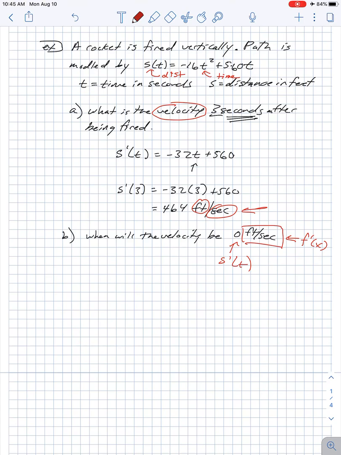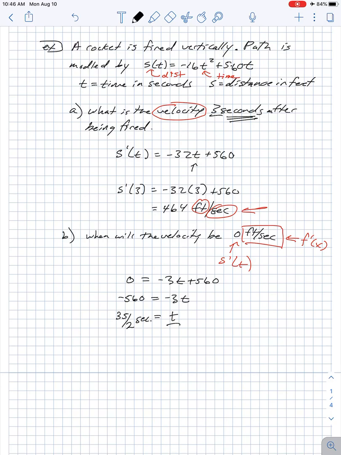What this means is, take your derivative function and plug in 0 for s prime of t. Then you're going to solve it: minus 560, negative 32t. So t is going to end up being 35 over 2 seconds. Again, it's time, so it's in seconds.